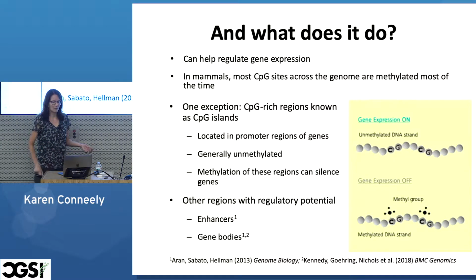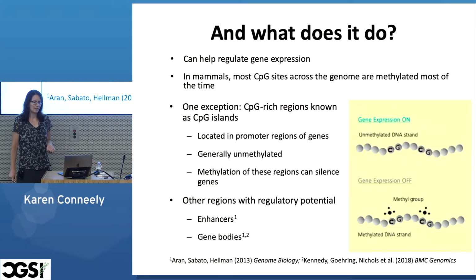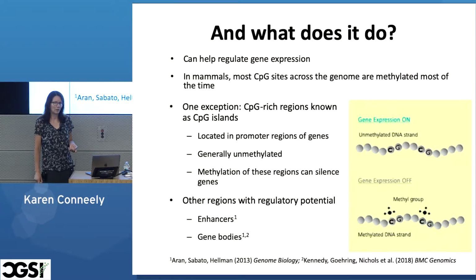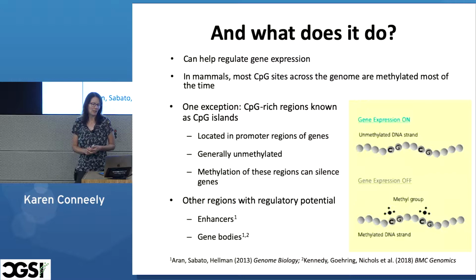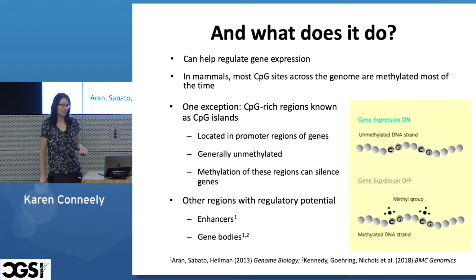Okay, so the next question is, why do we really care about DNA methylation? The answer is that it has a potential regulatory role. It's one of the epigenetic mechanisms that contributes to the regulation of gene expression. In humans, we have 28 million CpG sites across the genome, and most of these are methylated most of the time. And so the exceptions tend to be the interesting regulatory regions.